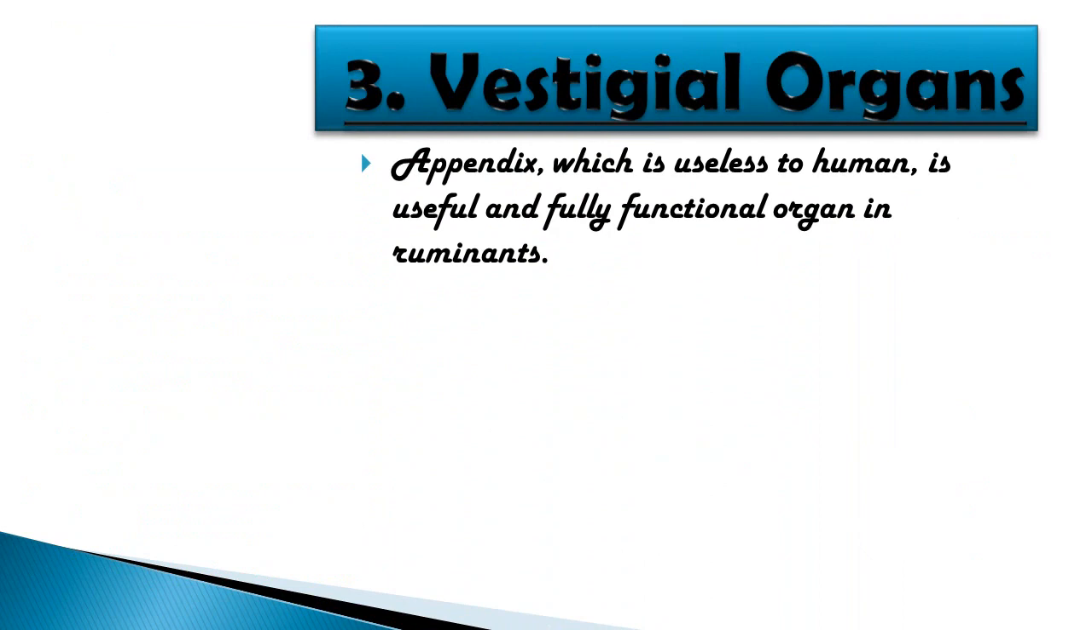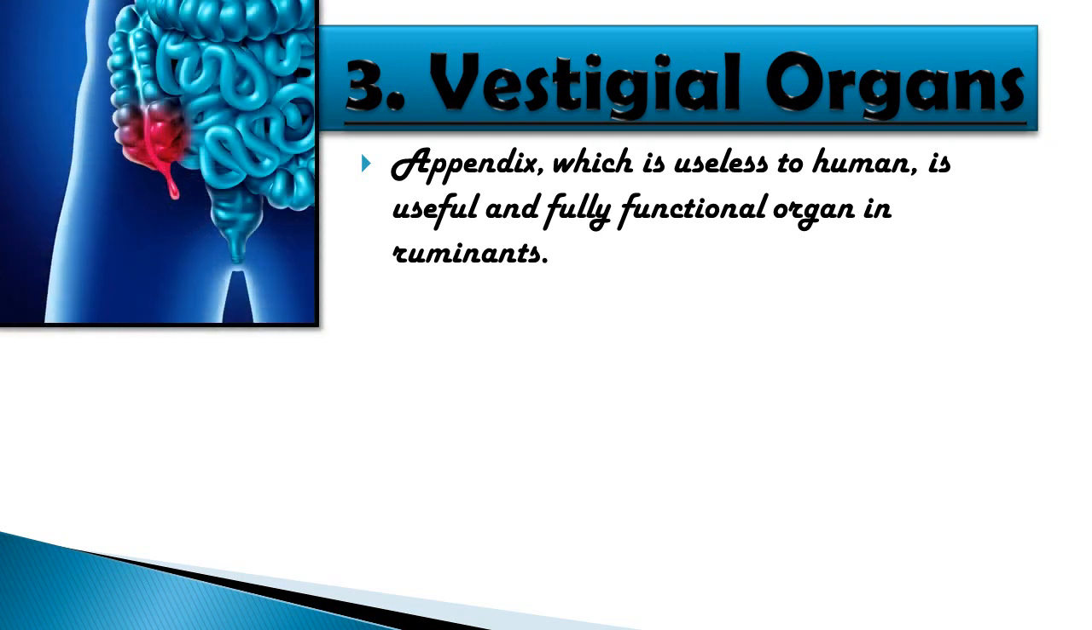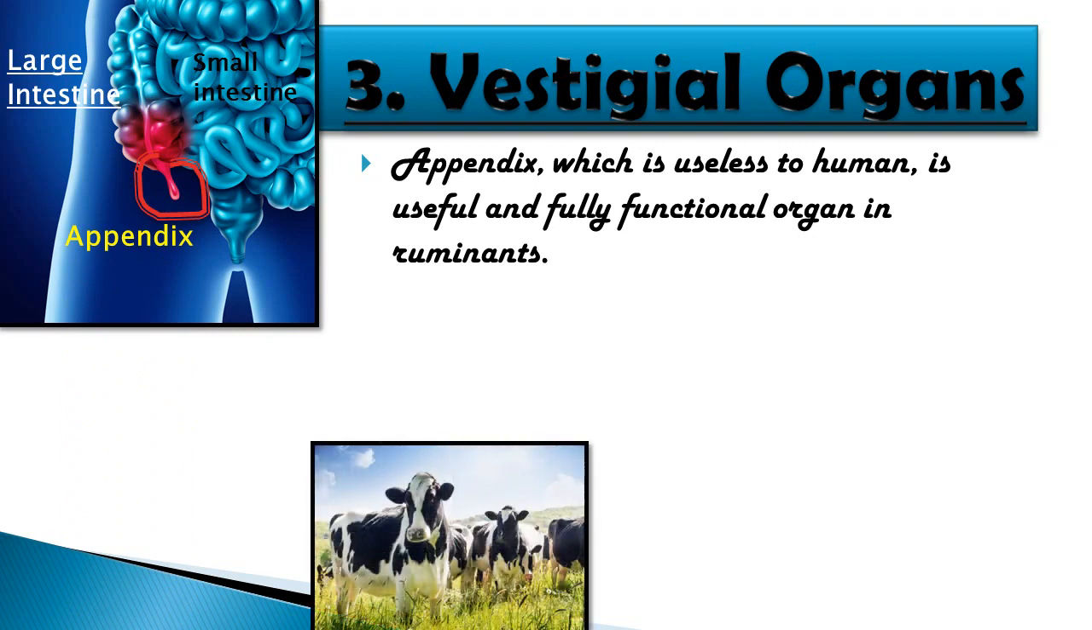Alright, now let's understand some examples of vestigial organs. The first example is the appendix, which is useless to humans but is a useful and fully functional organ in ruminants. Here you can observe the small intestine and the large intestine. The appendix is the end part of the large intestine. This appendix is useless to humans but useful for ruminants, that means cattle like cow, sheep, goats, etc. So these are vestigial organs which are useful for one organism but fully functional in another.